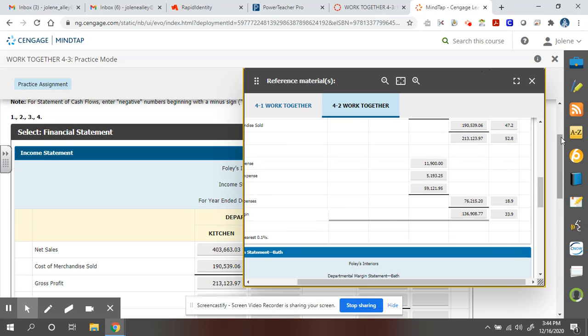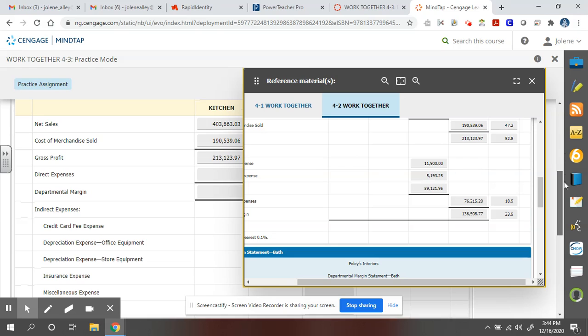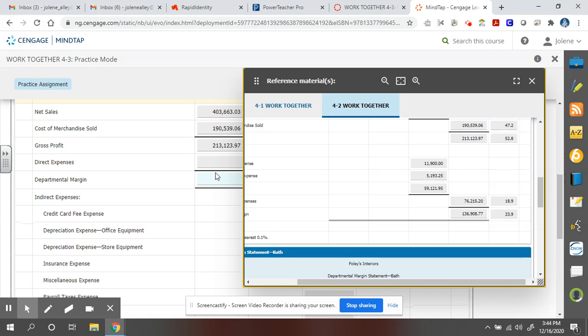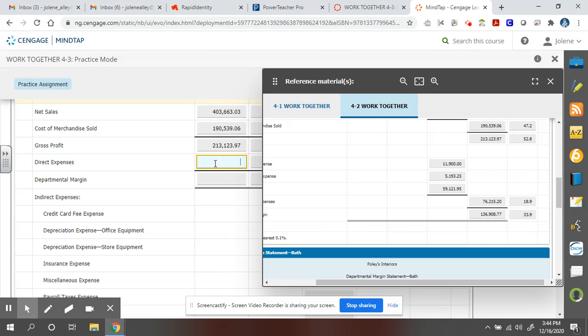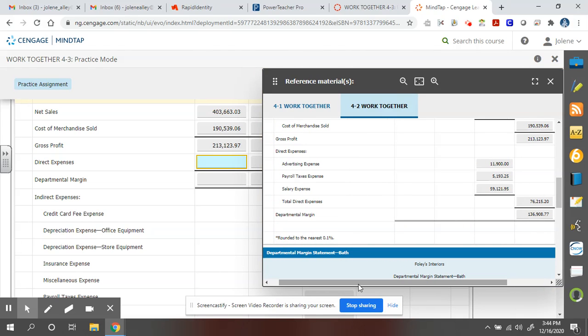Now, let's see what else we need to get for kitchen. Come on down. Direct expenses for kitchen. So total direct expenses for kitchen is this right here, 76,215.20.